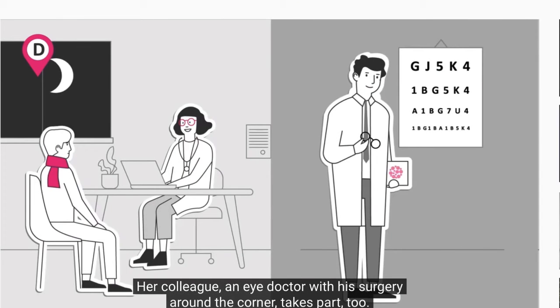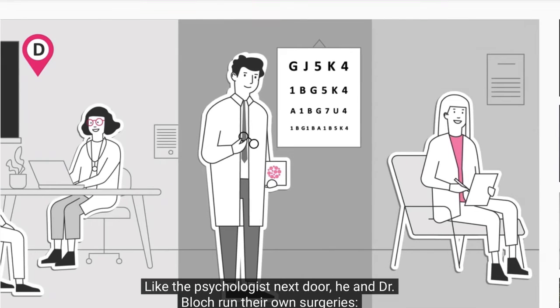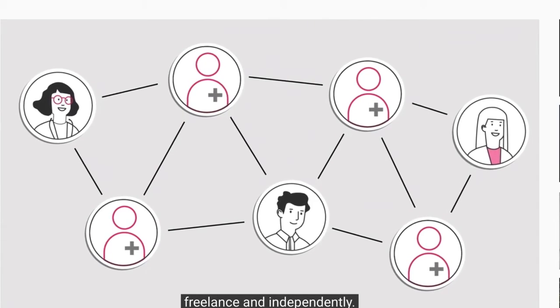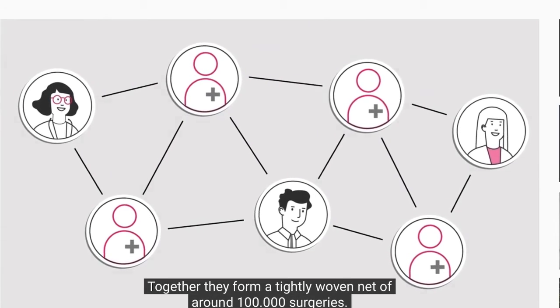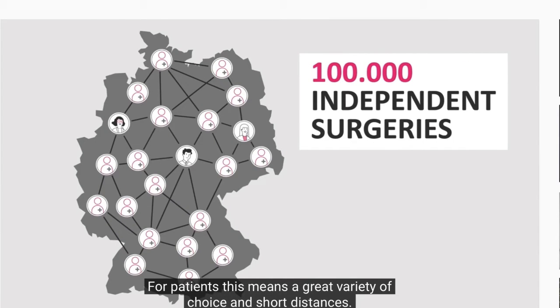Her colleague, an eye doctor with his surgery around the corner, takes part too. Like the psychologist next door, he and Dr. Bloch run their own surgeries, freelance and independently. Together, they form a tightly woven net of around 100,000 surgeries. For patients, this means a great variety of choice and short distances.